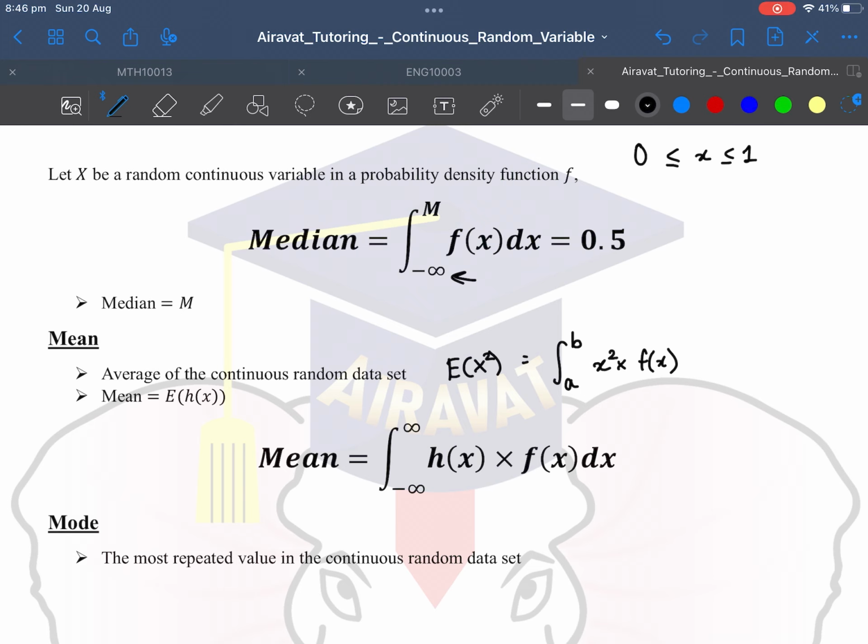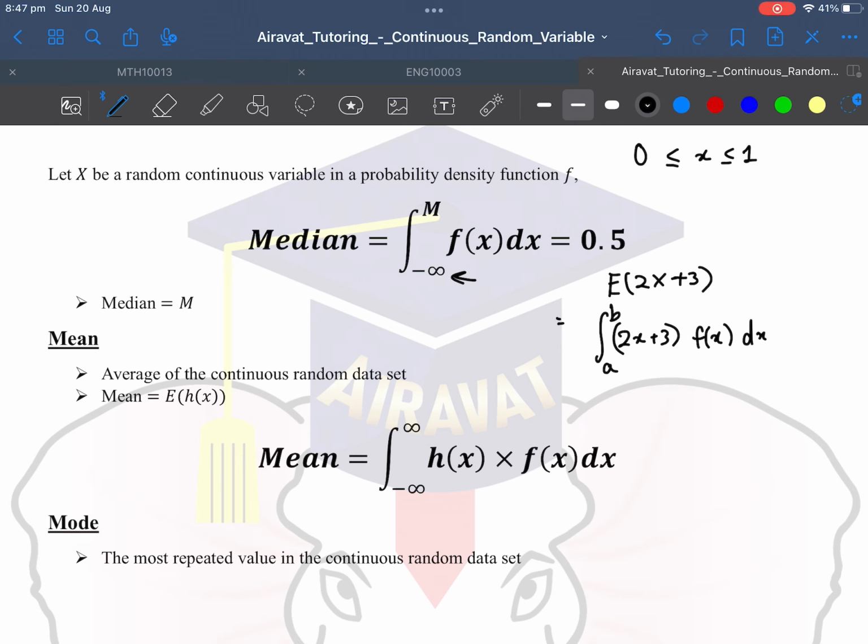Now one more thing, the linear transformation that I discussed in the discrete probability video is still valid in this. So if you were to calculate E of 2x plus 3, you can either do this, so 2x plus 3 times f of x dx, with your lower bound and upper bound, a and b, as the terminals. Or you can also say 2 times E of x plus 3. It does not matter. Whichever one you find easier, you should do that.